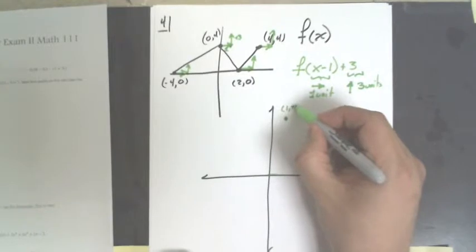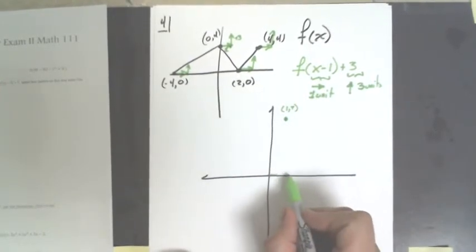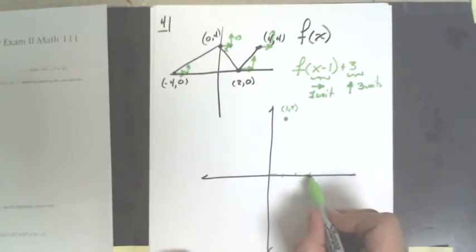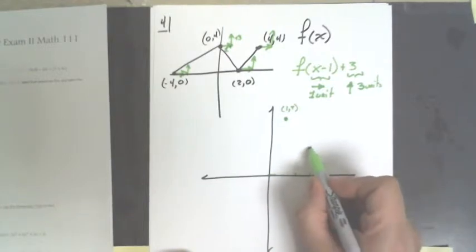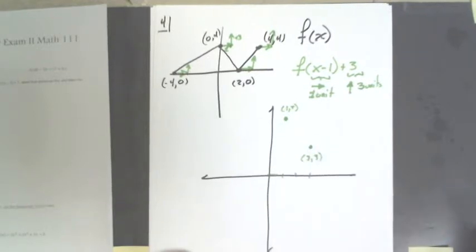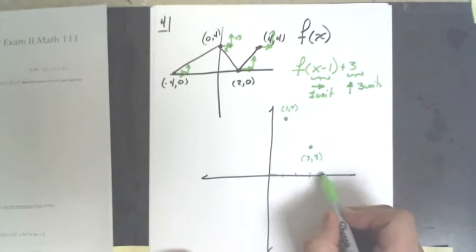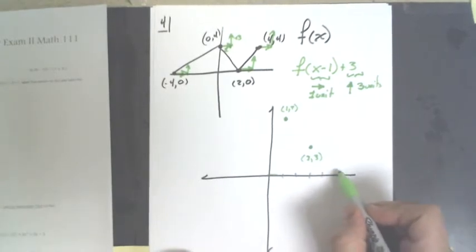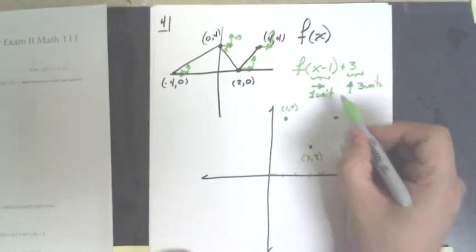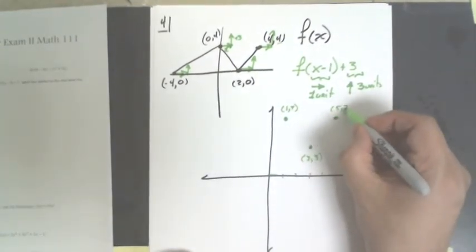So (1, 7). Same thing is going to happen to this point down at 2. It's going to go over 1 to 3. So 1, 2, 3. Over to 3 and up 3. 1, 2, 3. And be at the point (3, 3). Same thing to 4. It was at 4. It's going to move over 1 to 5 and add 3 to the y value, (5, 7).